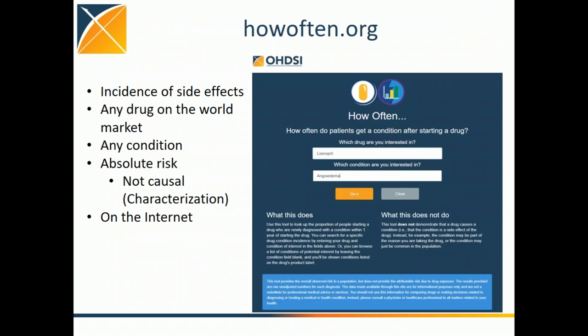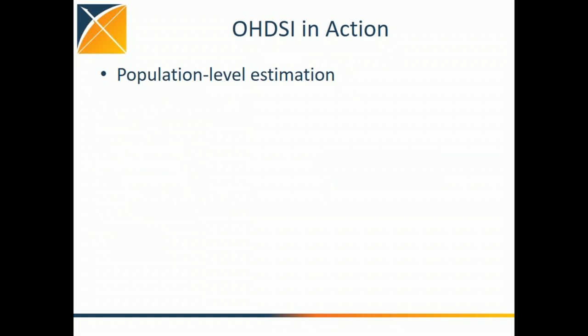And then just to highlight howoften.org, just as a nice name on top of Odyssey, for every drug in the world, for every side effect in SNOMED, which is 200,000 codes, what is the rate of side effects for them? So we just did that on 10 of our databases. We're going to do that on our entire thing. So when a family member starts on a new drug, I go to howoften.org and see what the side effect rate is. Population level estimation.